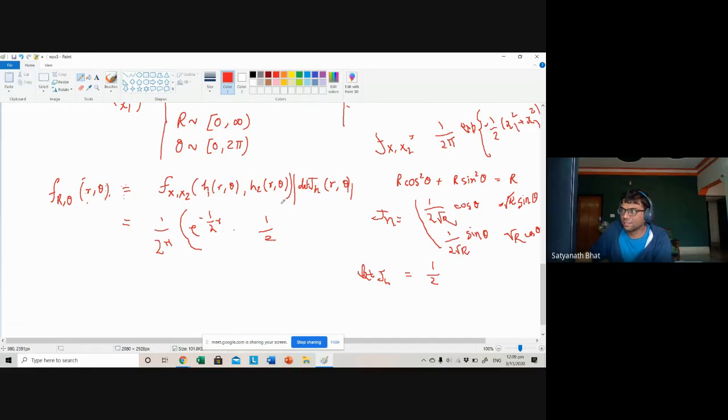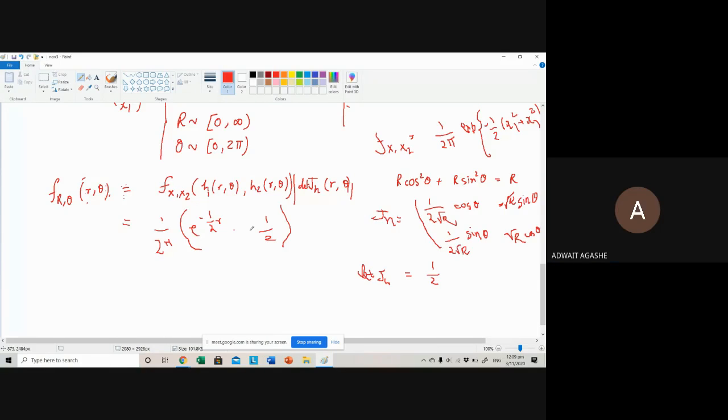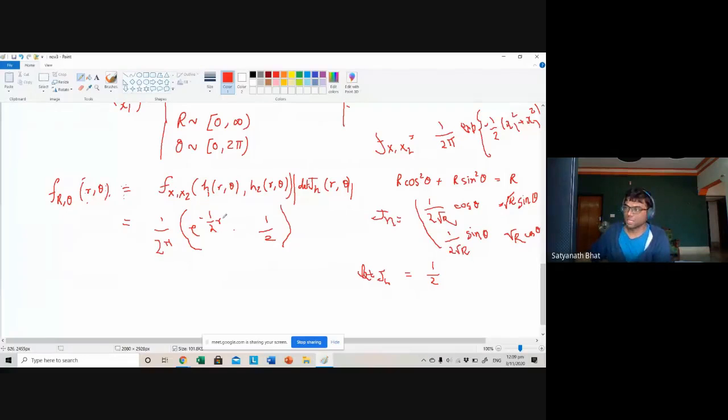Now what is this whole thing? This is completely a function of r. So what does this remind you of? Anybody? Exponential distribution. Yes. So this is an exponential distribution with lambda half.